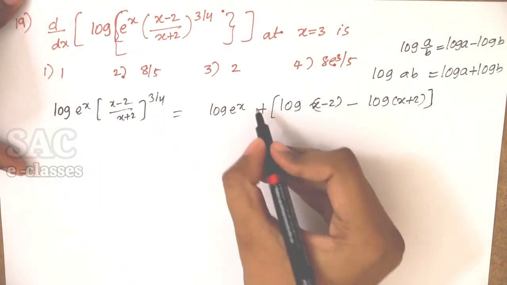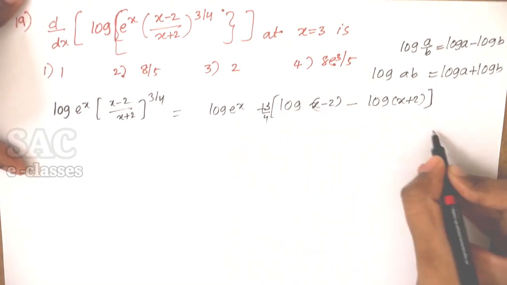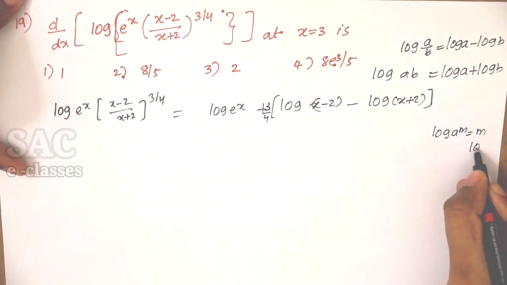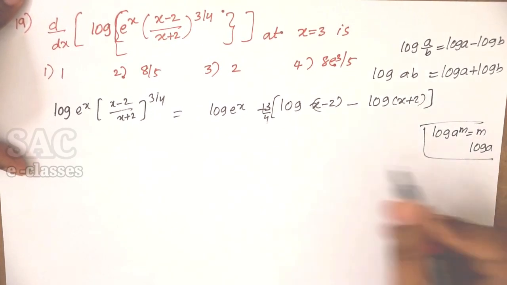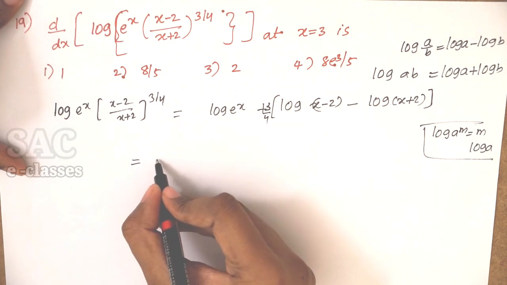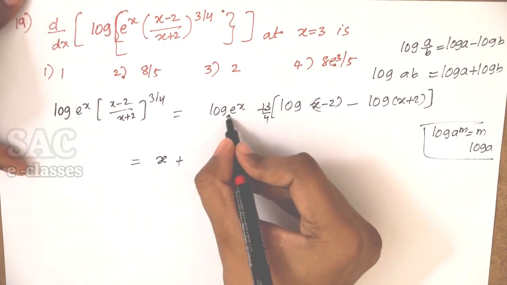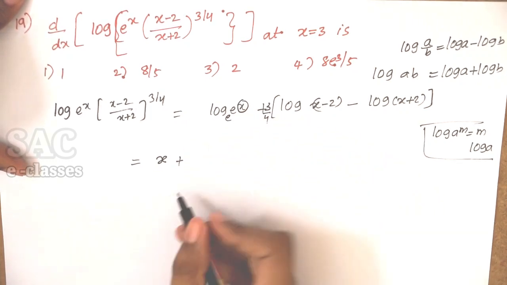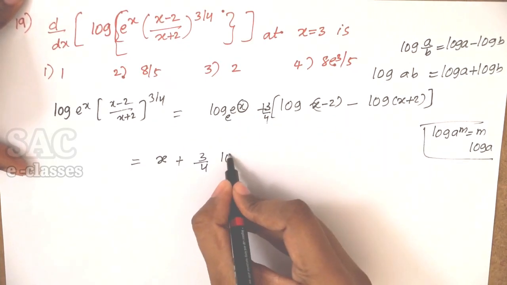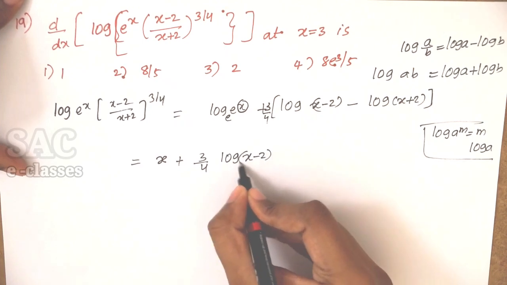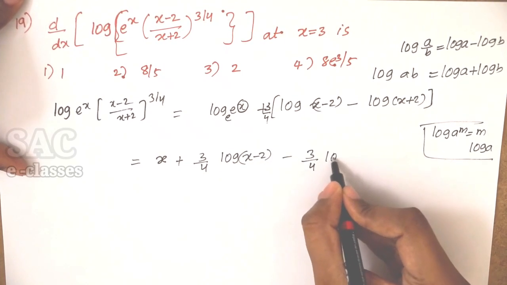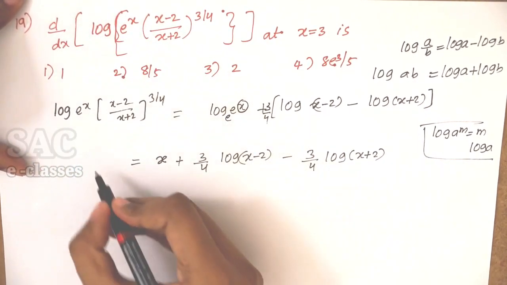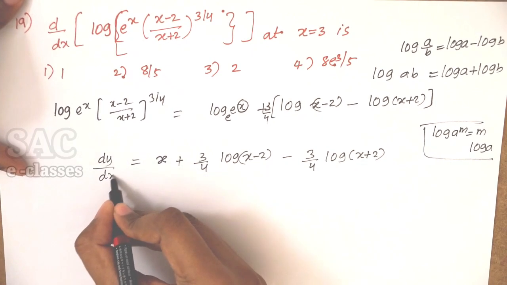That power can be written in front, because we know log a power m can be written as m log a. Log e power x can be written as x, because the base and number are the same, so the power will be left. Now 3 by 4 into log of x minus 2 minus 3 by 4 into log of x plus 2. They asked you to expand or find the differentiation. Go for the differentiation.